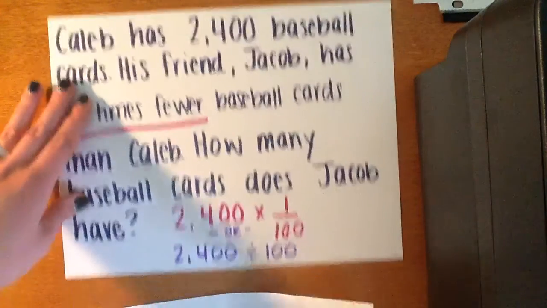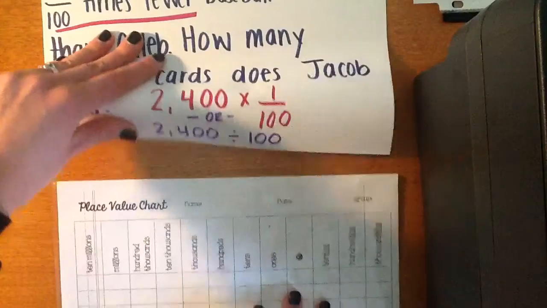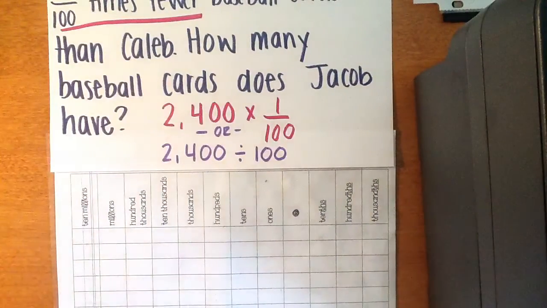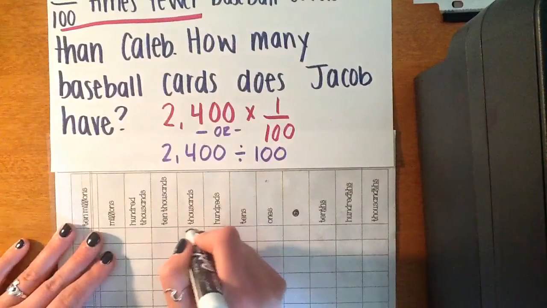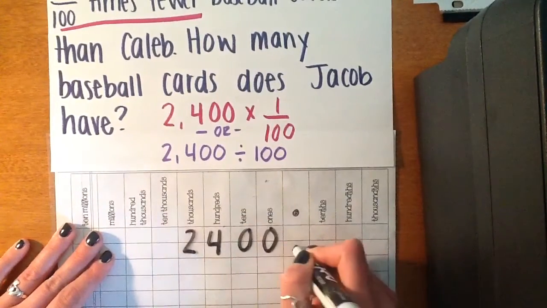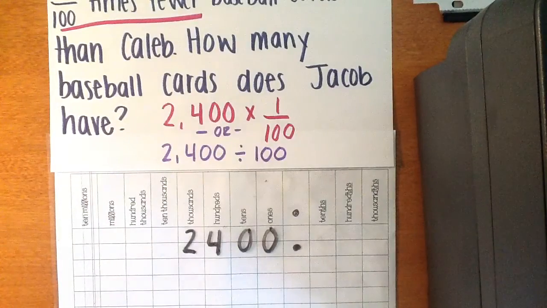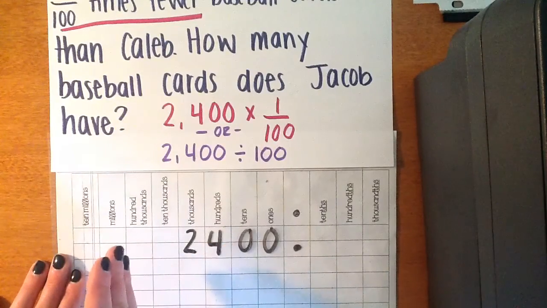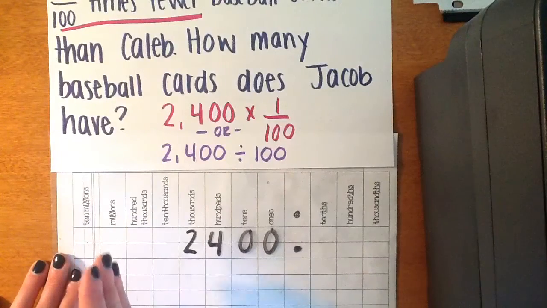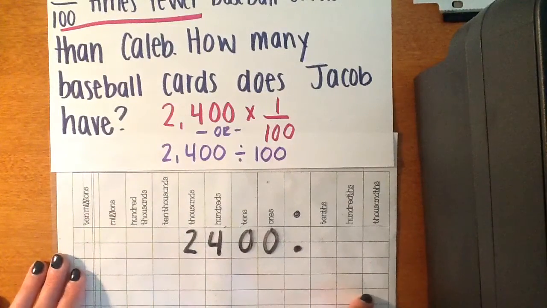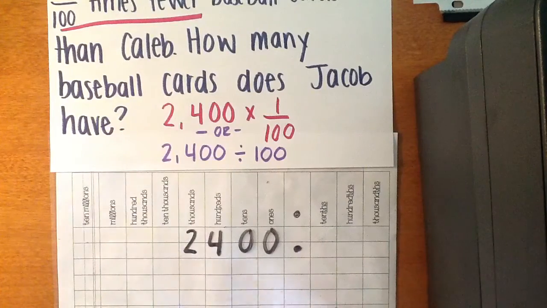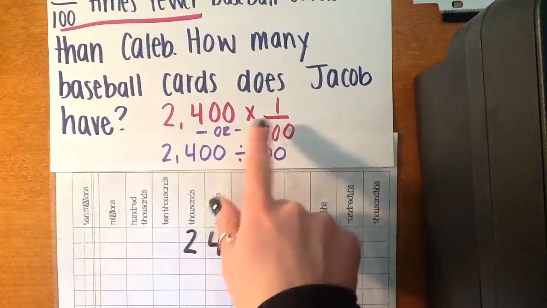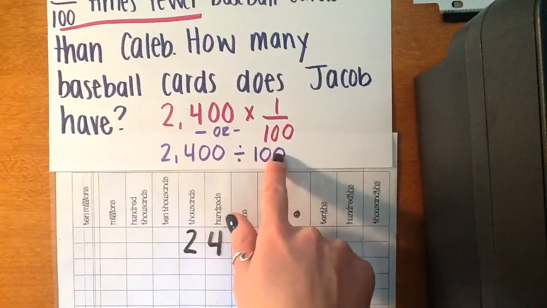So I'm going to take out my place value chart because this is super duper helpful. And I'm going to write 2,400 in the chart. I keep that decimal there just to remind myself. Now I know that I'm not going to be going towards the left because that will give me a bigger answer because it's bigger place values. I know that I'm going to be going towards the right, towards the decimals, the tenths, the hundredths, and the thousandths because I'm multiplying by 1/100th or dividing by 100.